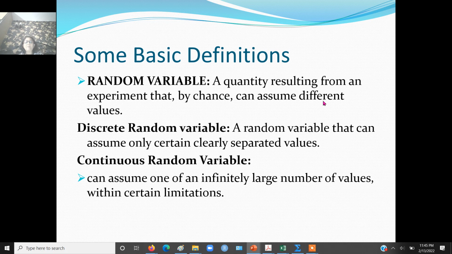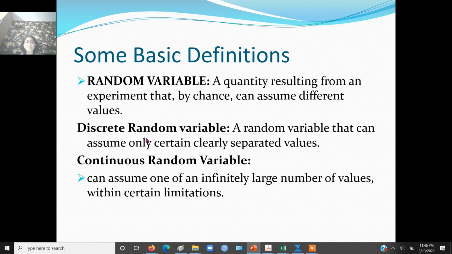Okay, so now coming back to the basic definitions that I have to some extent already discussed, but it will be a quick refresher. A random variable is a quantity resulting from an experiment that by chance can assume different values. For example, if you randomly go and ask some person whether that person likes chocolate or not, you can expect an answer yes, no, or maybe the next person says maybe, sometimes I like it, sometimes I don't. So there are different possible outcomes of this experiment. Whenever you perform a random experiment, the outcomes of that random experiment could be called a random variable.